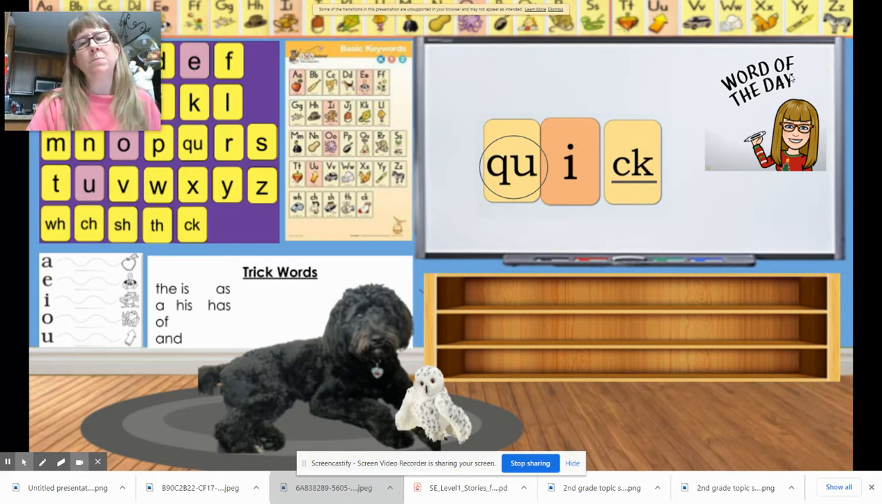Before we read this word, who can explain to me how do I know that CK is the right spelling in this word? Who can explain that? Raise your hand. That's right. CK comes after a short vowel. And in this word, I is a short vowel. So let's tap this word out. Ready? Get your fingers up. Quick. Quick. Good job.